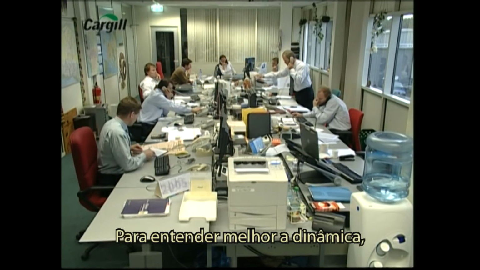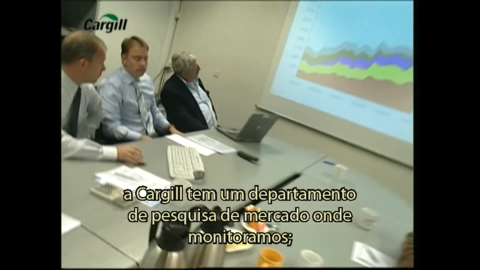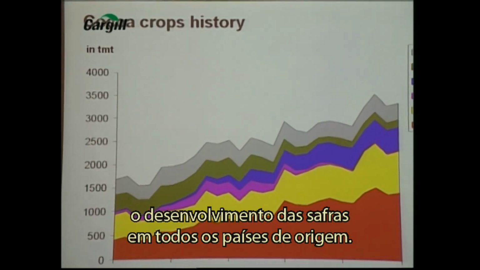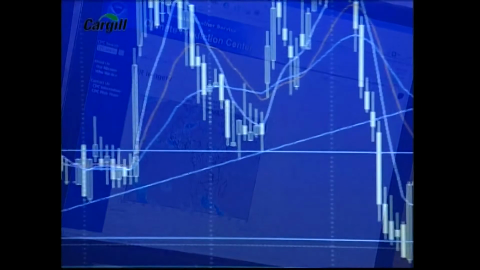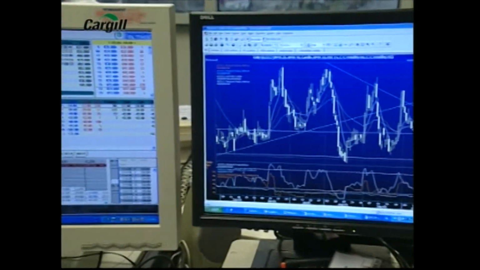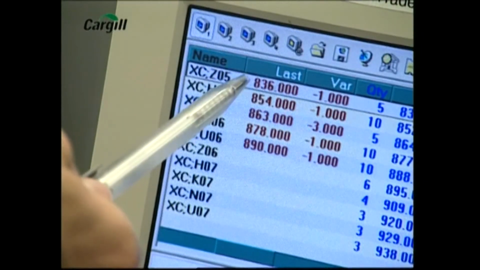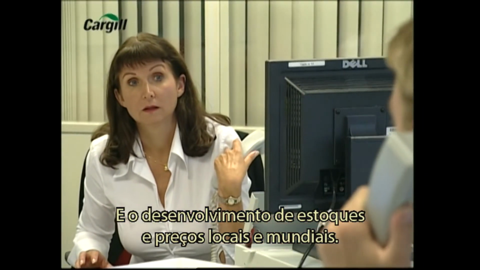To better understand the dynamics, Cargill has a market research department where we monitor crop developments in all important origin countries, global and local trade flow data for cocoa beans and products, global and local bean grind and consumption, and global and regional stocks and price developments.